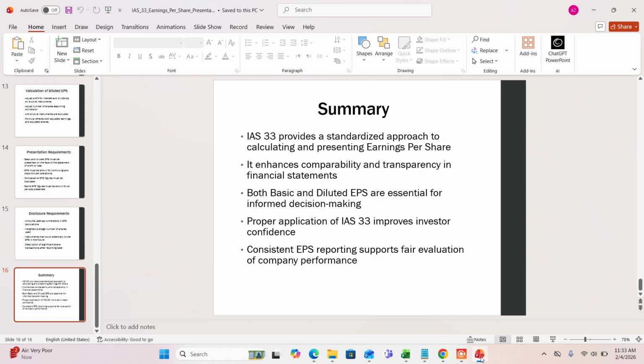Summary. IAS 33 establishes a consistent framework for calculating and presenting earning per share. It enhances transparency, ensures comparability, and supports informed decision making. Both basic and diluted EPS provide valuable insight into an entity's profitability and capital structure.